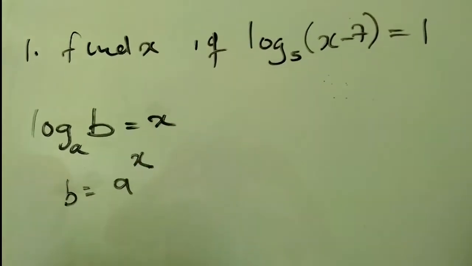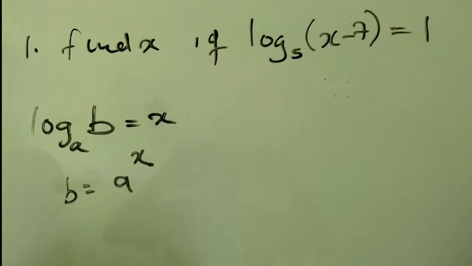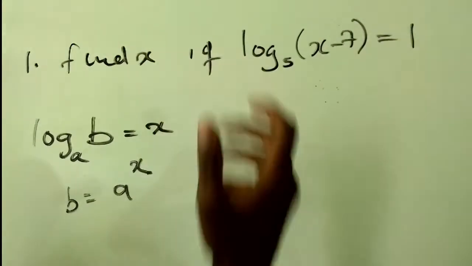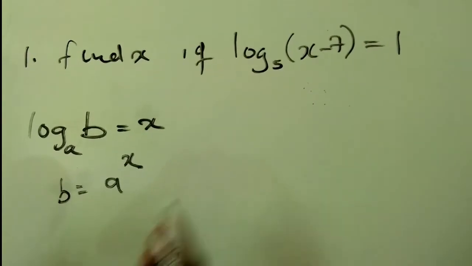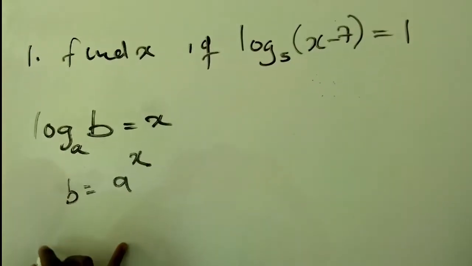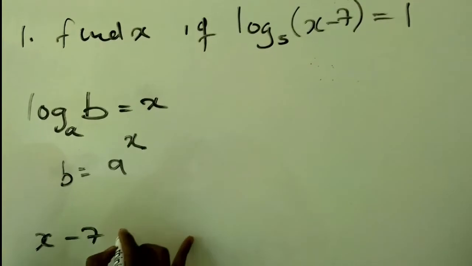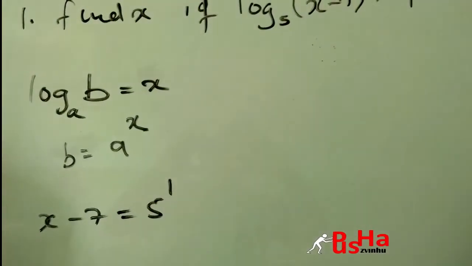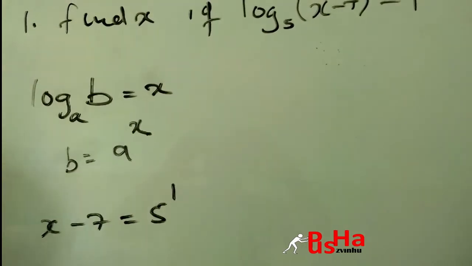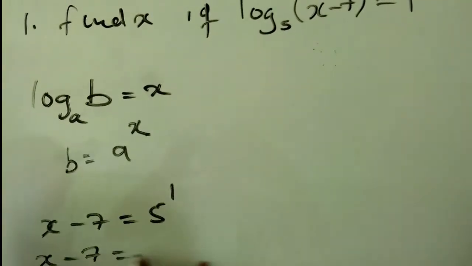So we have log of x minus 7 in base 5 equal to 1. So in this case, by removing the logarithm, we are going to be raising our 5 to the power 1. So we'll be having x minus 7 being equal to 5 to the power of 1. So 5 to the power of 1 is 5. So we have x minus 7 equal to 5.